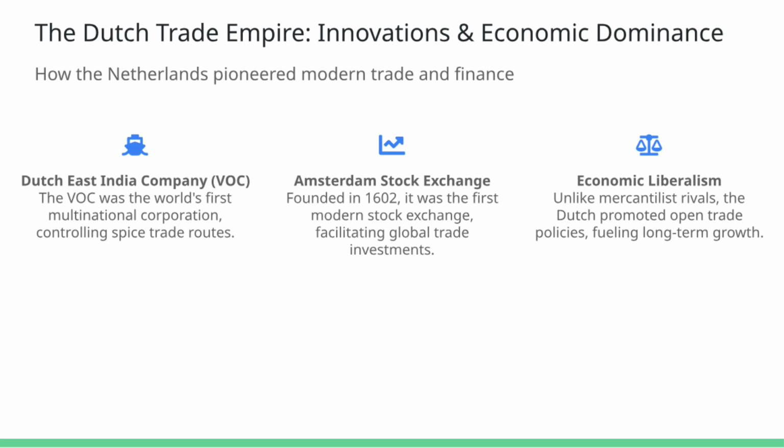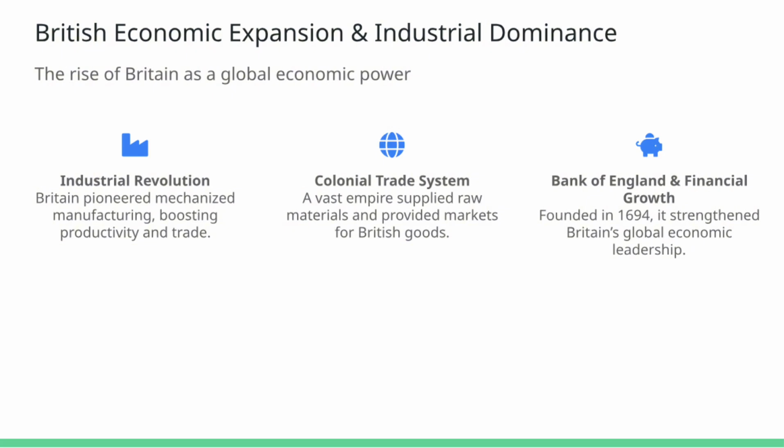But if we're talking about global dominance, we have to talk about Britain. Enter Britain, an empire that didn't just adapt to global trade but revolutionized it. First, there was the Industrial Revolution. While other nations were still relying on manual labor and outdated production methods, Britain pioneered mechanized manufacturing. This supercharged productivity, leading to an explosion in trade and economic power.